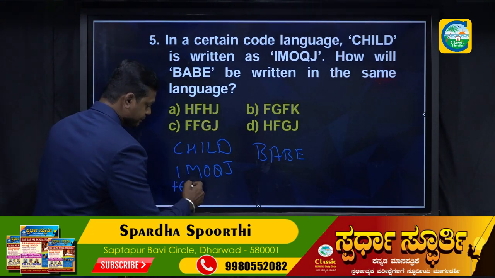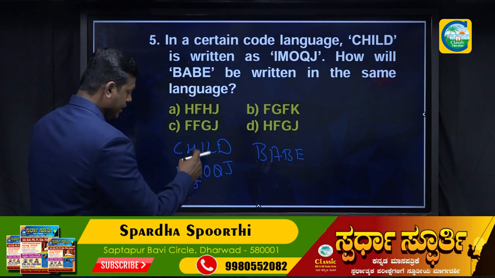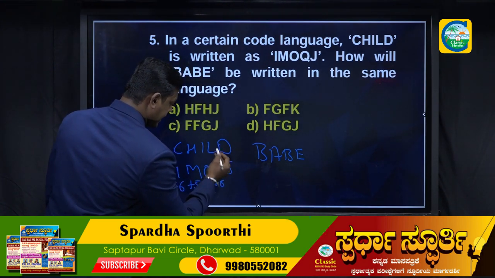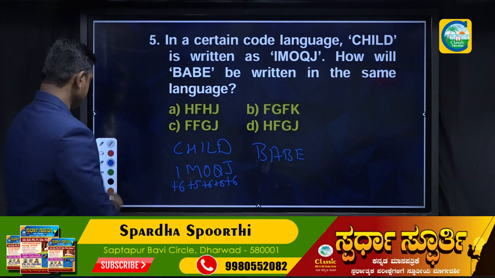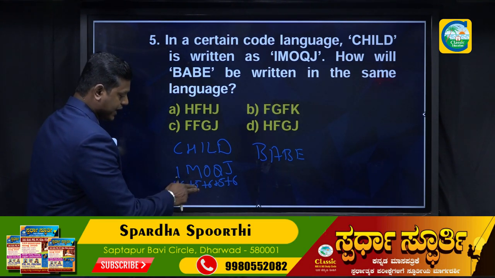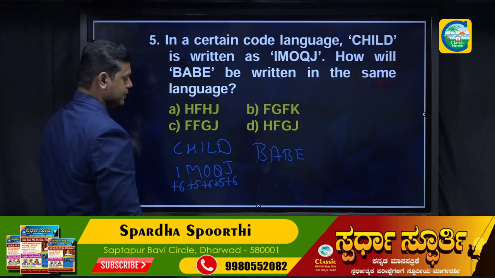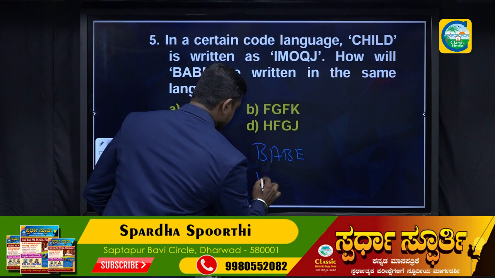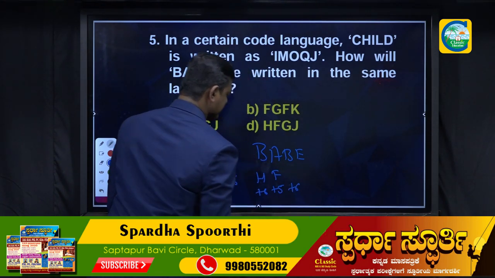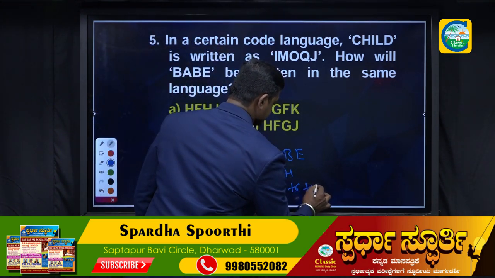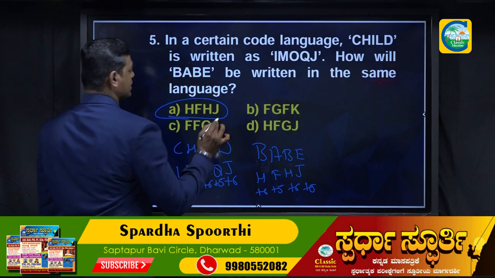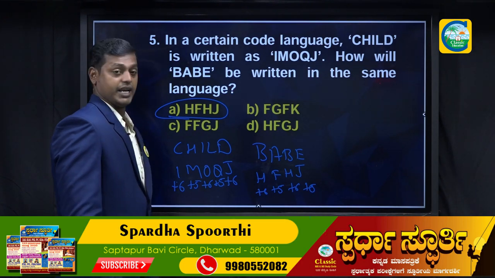Friends, H to M is plus 5. Same, I to O again plus 6. L to Q, the difference is plus 5. Again, D to J plus 6. So this is the sequence: plus 6, plus 5, plus 6, plus 5 and plus 6. We apply the same method here. B plus 6 is H, then A plus 5 is F, then again plus 6 for B is H, E plus 5 is J. HF, HJ. So the answer is option number 1. HF, HJ is the right answer, friends.